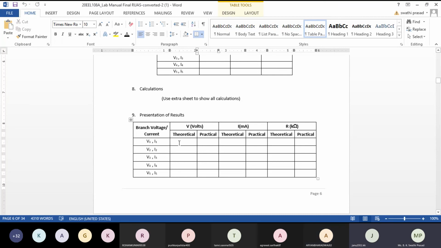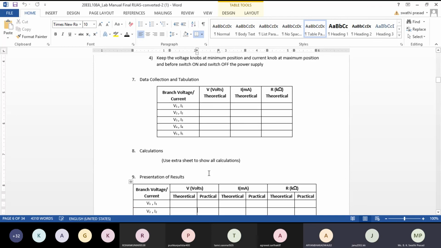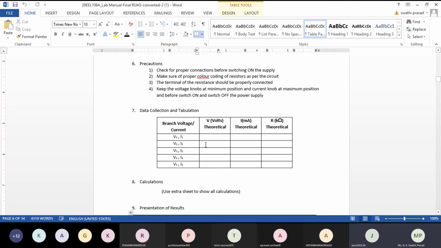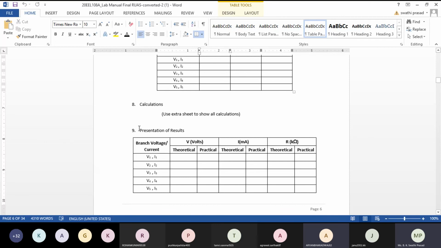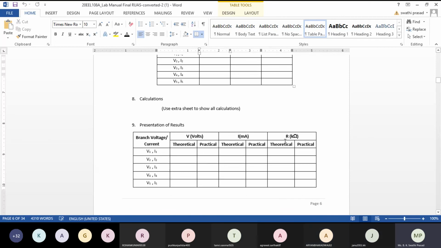V1 you might have calculated, you got some value. V2 you have got. Similarly, practical, since you have not done, you will do it after coming here. Leave only that column empty, okay? This table, number 7, data collection and tabulation, you have to fill in all the values. Table number 9, only theoretical values, if you fill, it is fine.